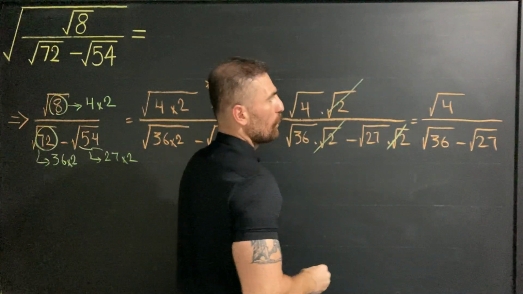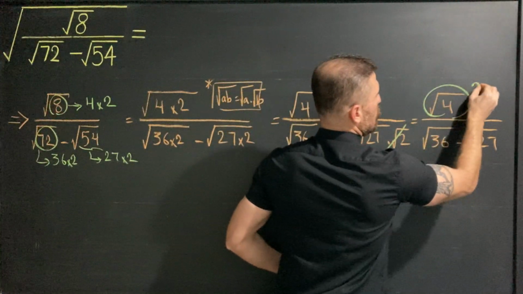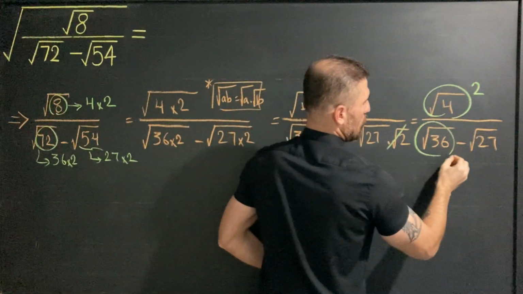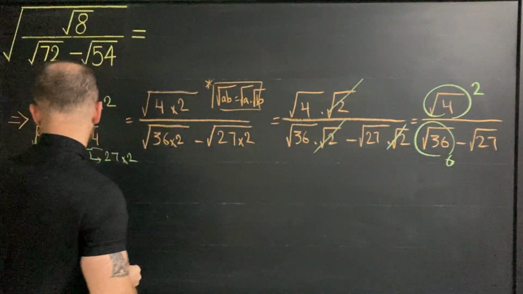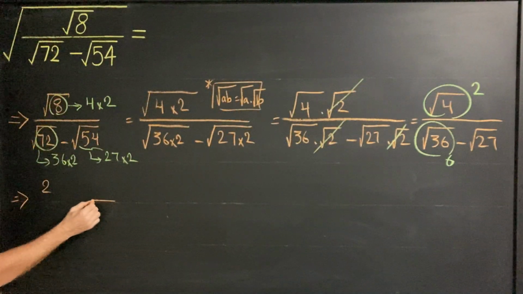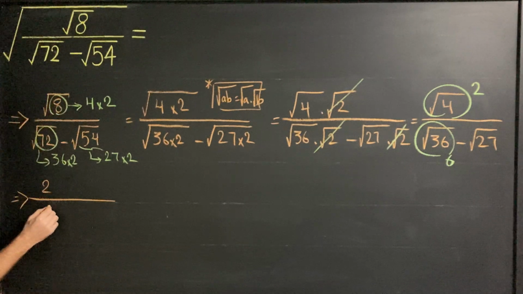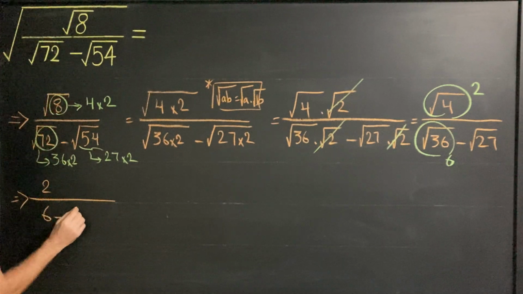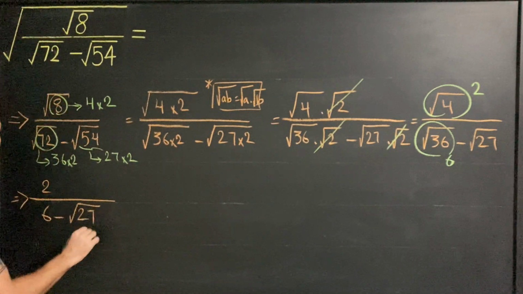What is second root of 4? As you know, 2. Second root of 36, 6. So let me rewrite it here. We have on top 2 over 6 minus second root of 27.